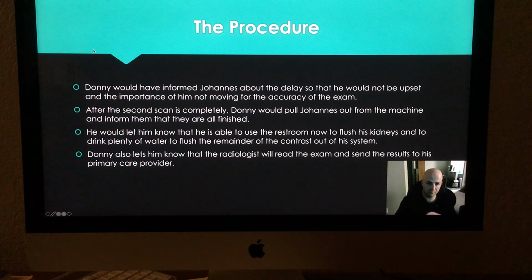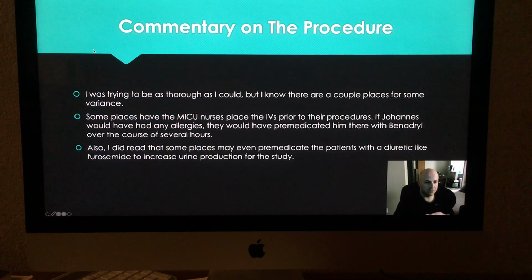Okay. So I was trying to be as thorough as I could, but I read a few variances on this procedure. Some places have the MICU nurses place the IVs, some the techs place them. If Johannes would have had allergies, they would have premedicated him with Benadryl. I also did read that some places actually administer diuretics to make sure that they're producing urine even quicker for these exams so they don't take forever.